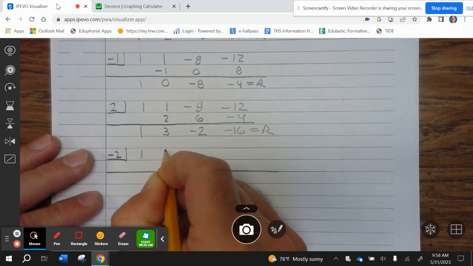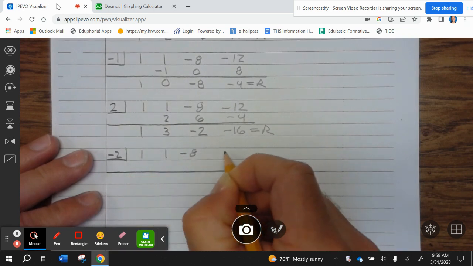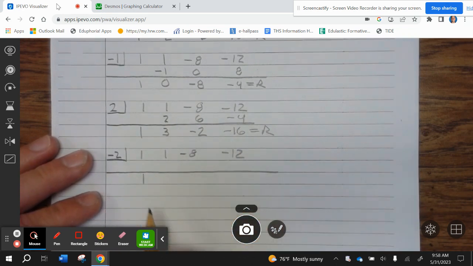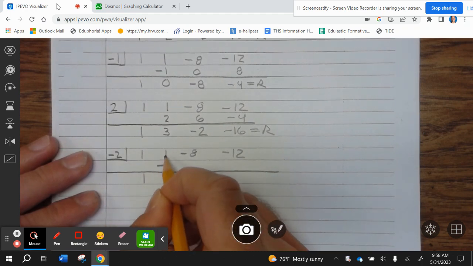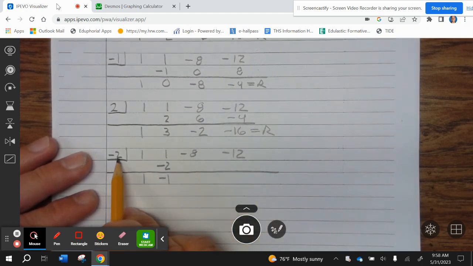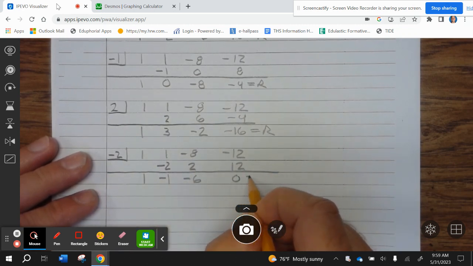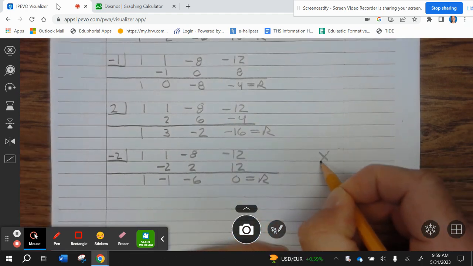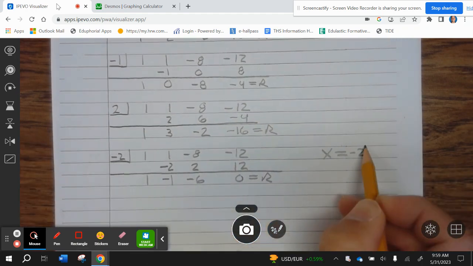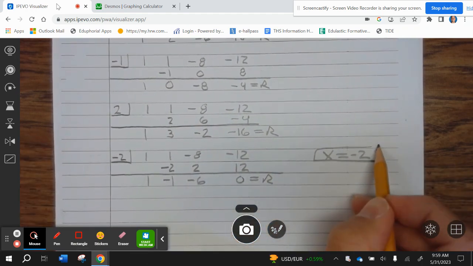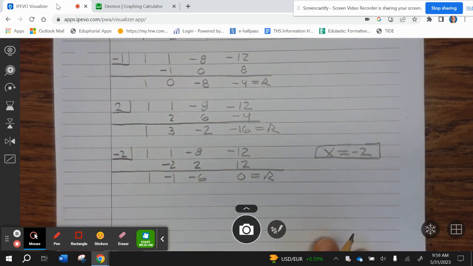Okay, bring down the 1, 1, -8, -12. Bring down the 1. That's -2. 1 minus 2 is -1. That becomes a +2. -8 and 2 is -6. -2, that's a +12. Remainder is 0. That means x equals -2 is one of these zeros. Okay, so now we factor.